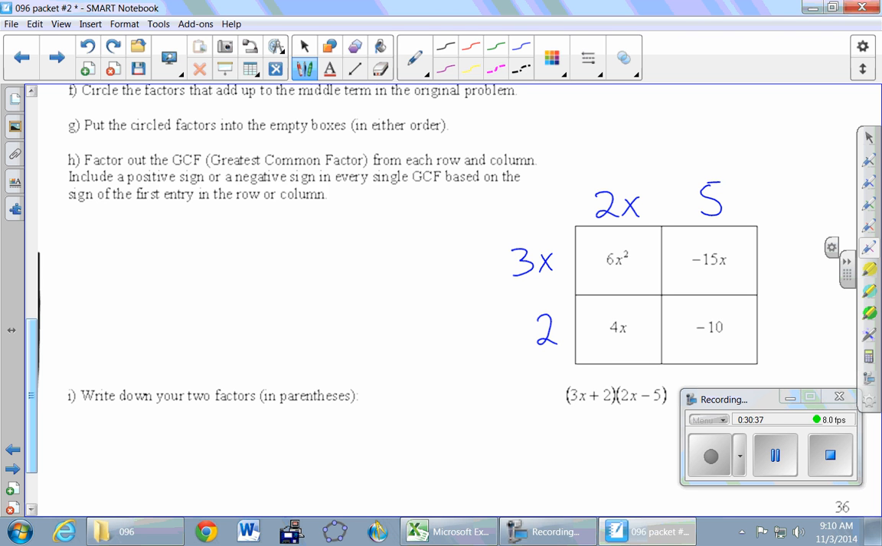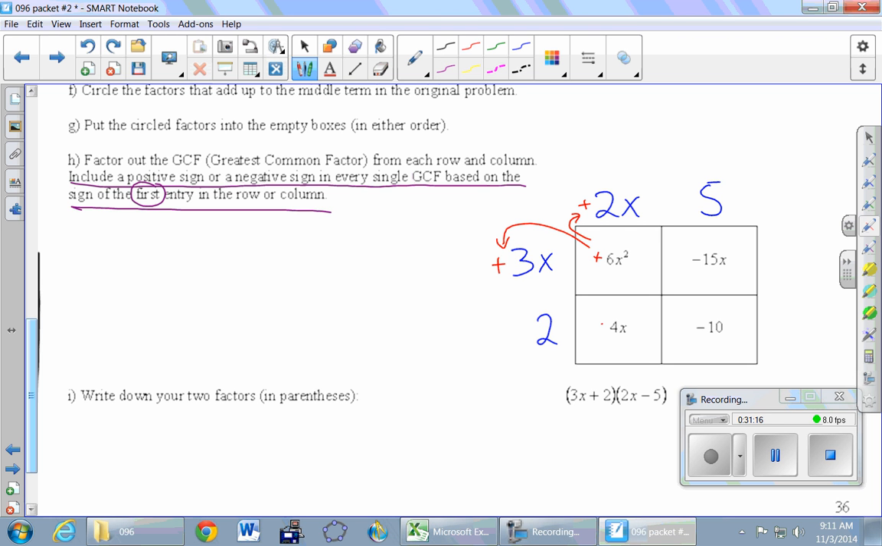So then the last piece of this puzzle, I'll underline it here. It says include a positive sign or a negative sign based on the sign of the very first entry in the row or the column. Whatever the thing is that's first in the row or column, that's the sign that gets copied. It doesn't matter which order you put the numbers in. But this was a positive 6x squared, yes? So that positive leads me to a positive here and a positive here. Whatever's first is the thing that governs.